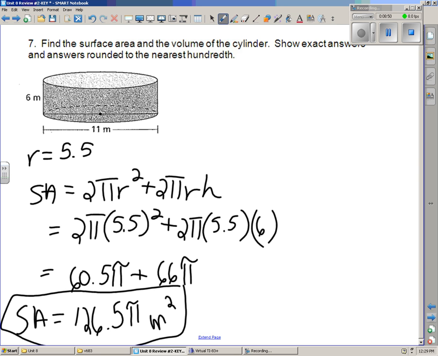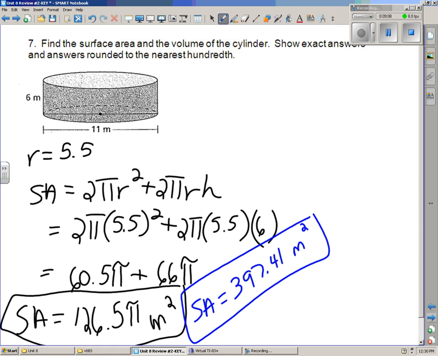If now I want to take the decimal equivalent of this, I could say then the surface area, and then on the calculator, take 126.5, multiply it by the pi button, round it to the nearest hundredth. This becomes 397.41 meters squared. So what's in black is exact, what's in blue is rounded to the nearest hundredth. Those are both surface area.